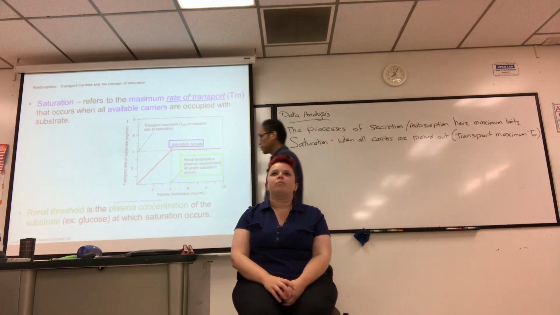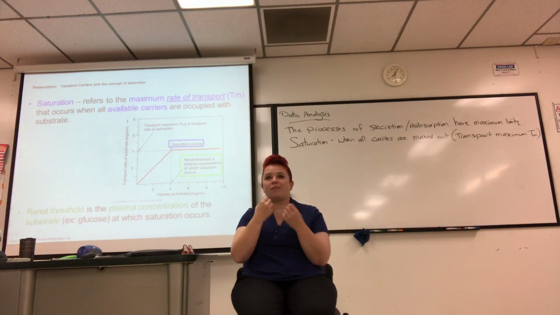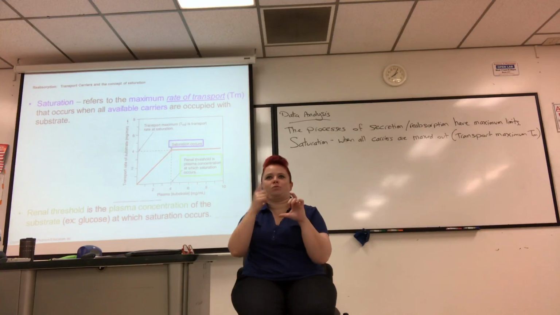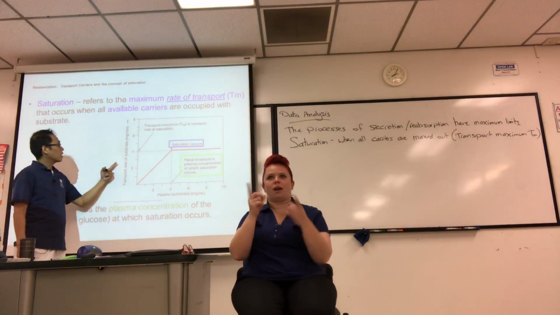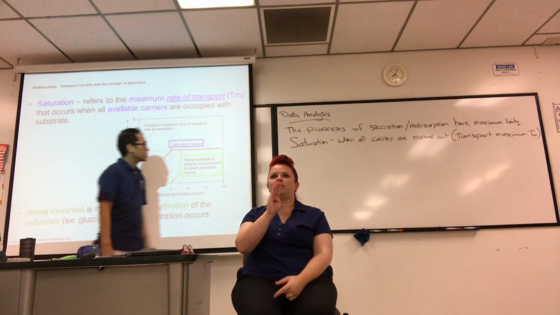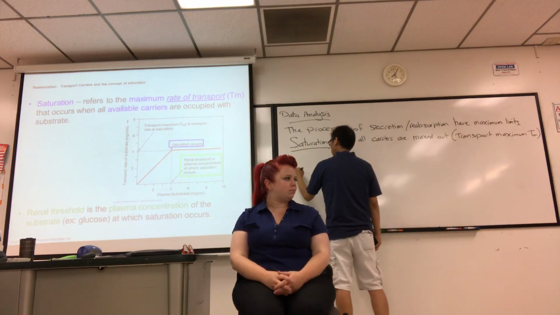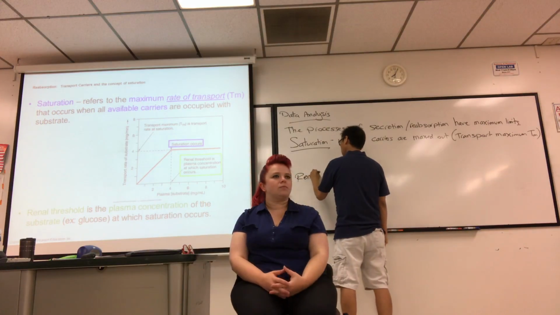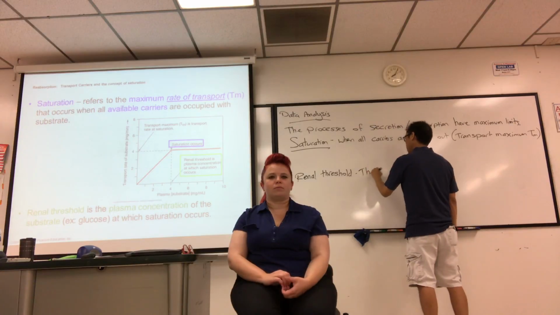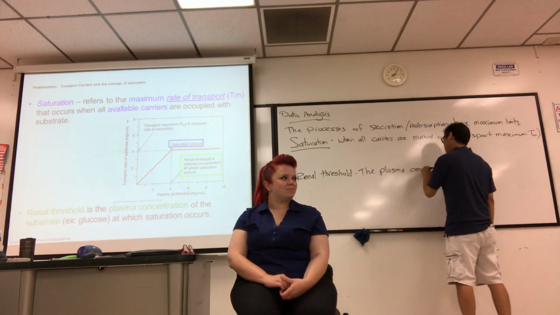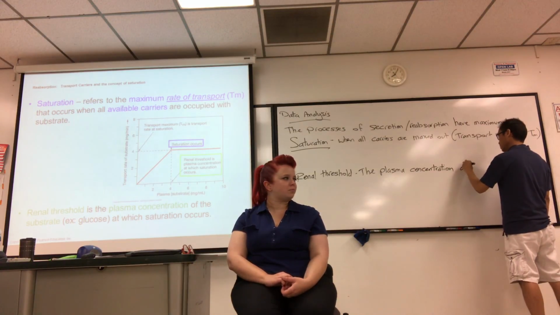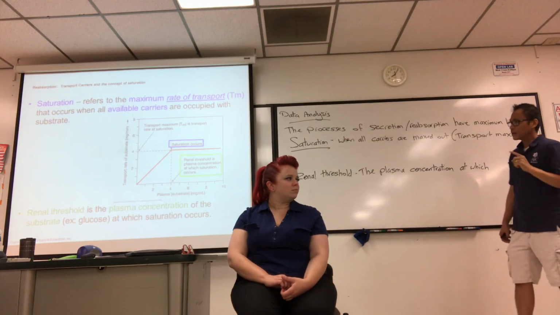That means in the blood plasma which is being filtered, there must be a lot of that substance in the bloodstream if it's all getting filtered by the kidney. The renal threshold is the plasma concentration of the substrate at which saturation occurs. You have two different things on this graph. On the x-axis is the transport rate, but on the y-axis it shows how much of that substrate is in the blood. Let's write that down. Differentiate between saturation and renal threshold. The renal threshold is the plasma concentration at which saturation occurs.